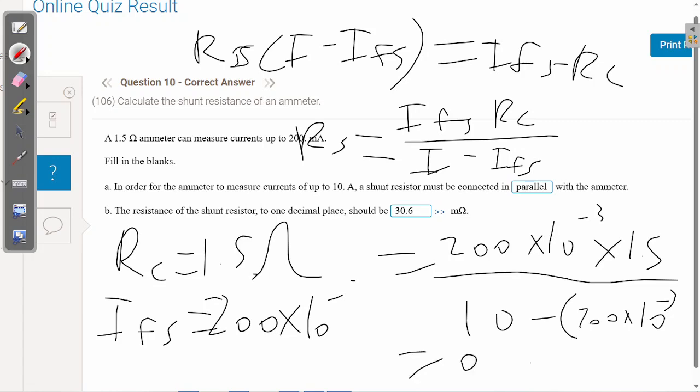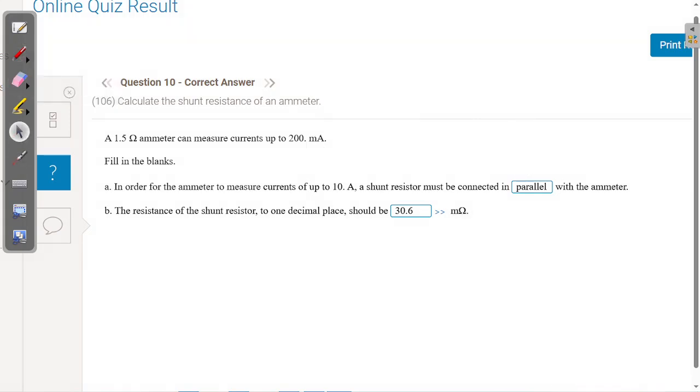You're going to get 0.0306 ohms. And they want it in milli, so multiply by 10 to the power 3, multiply by 1000, it will be 30.6. Okay.